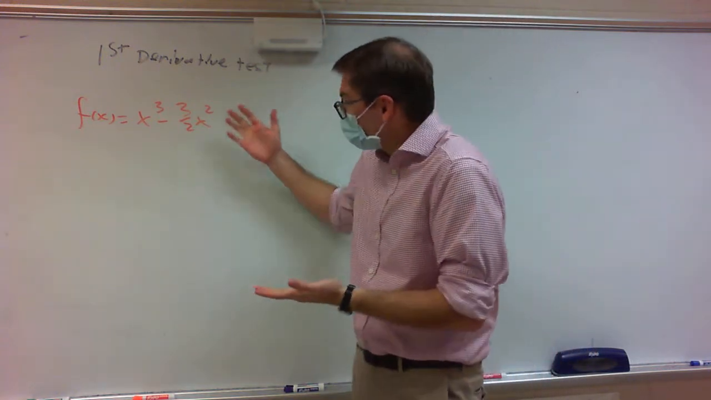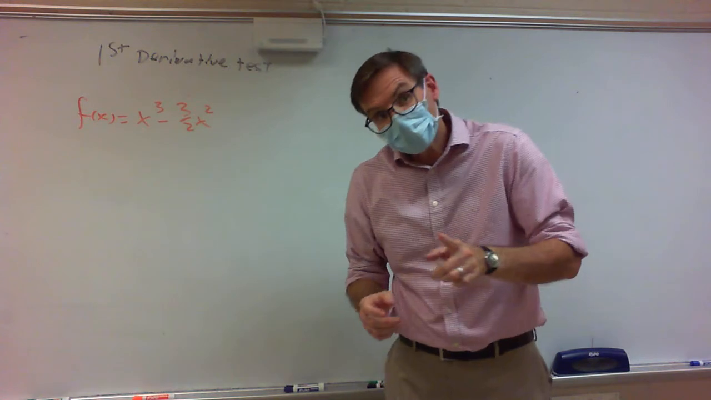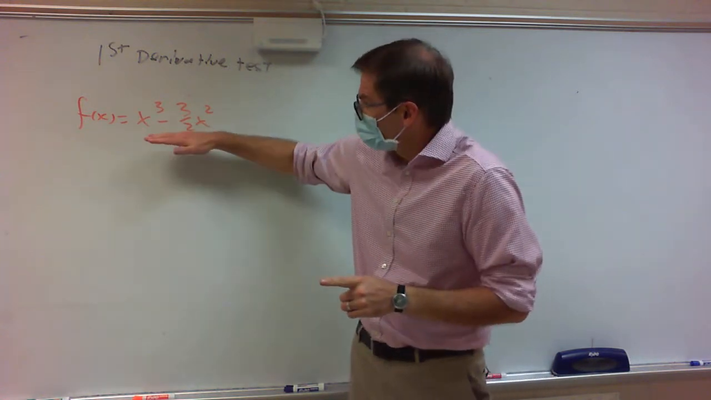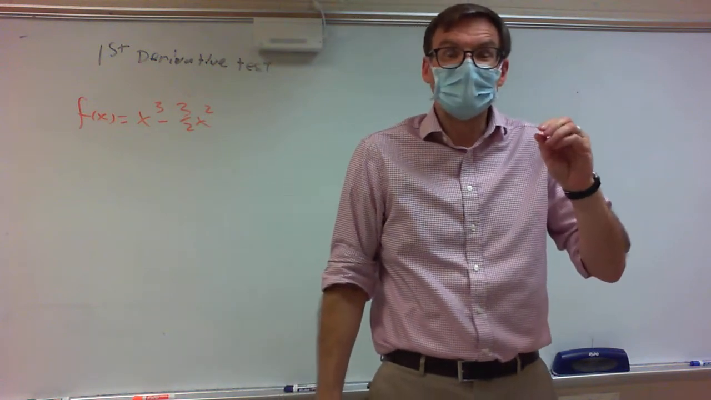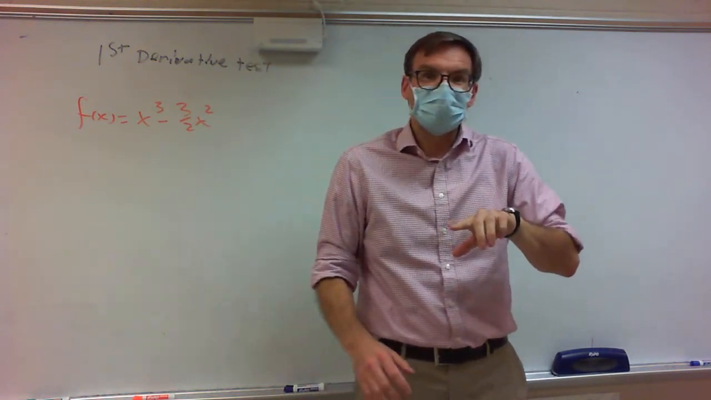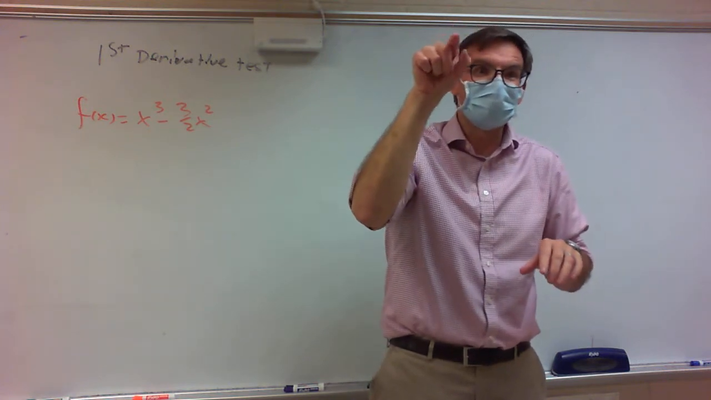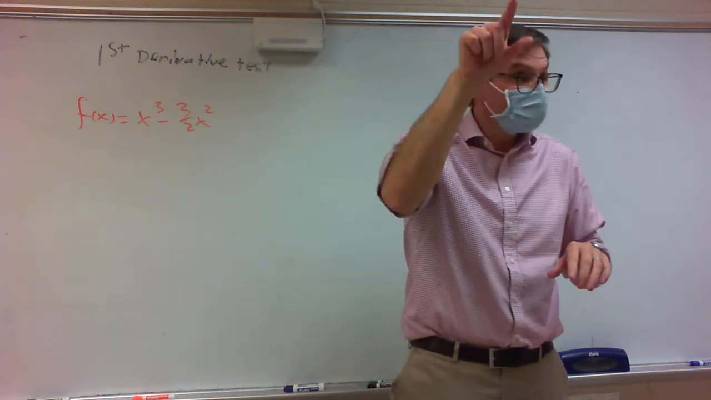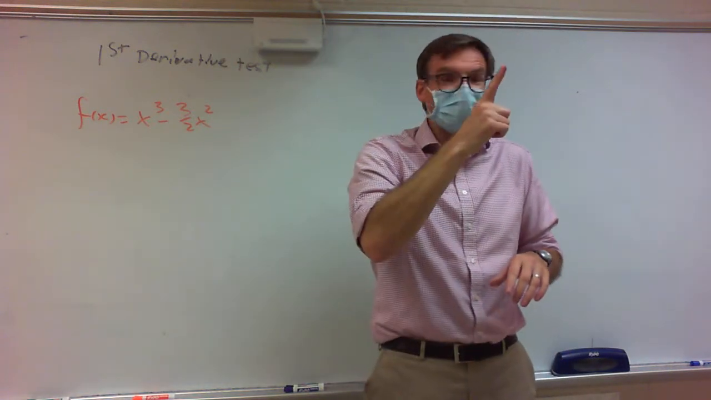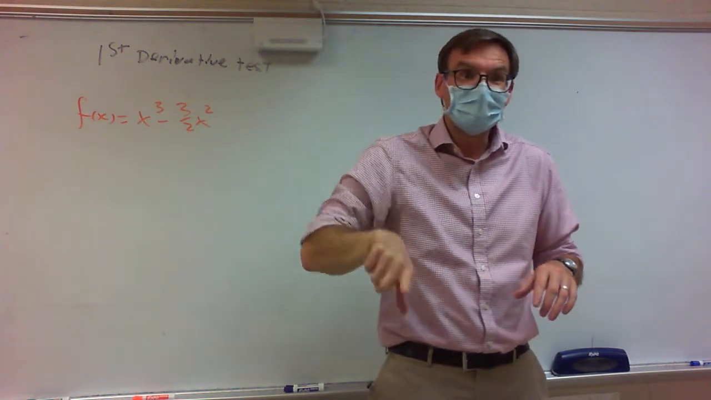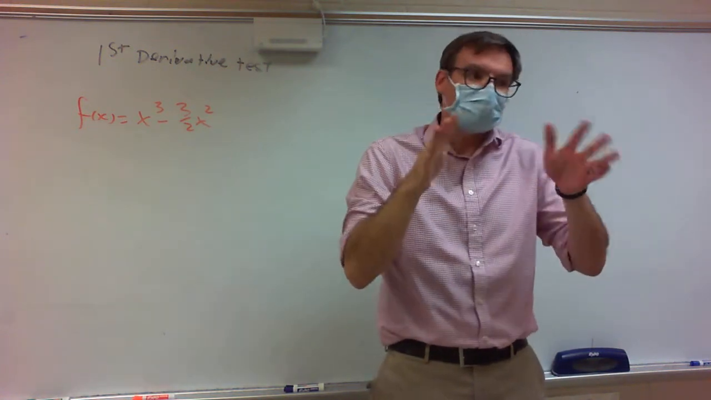So, if I want to find out where my function's increasing or decreasing, the most important thing I need to find is the flat spots. Because think about a graph. If it's increasing and then it goes to decreasing, what happened right before it went from increasing to decreasing? It went flat. You had a flat spot, right? Or if you were decreasing to increasing, what happened right before? It was a flat spot, right? Or a flat spot or a cusp, but we'll just do flat spots.